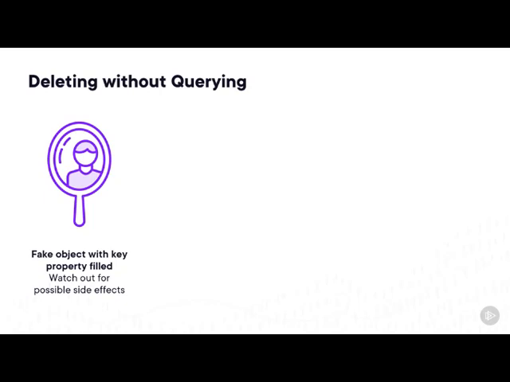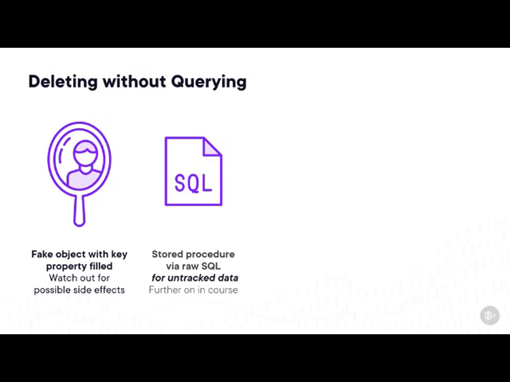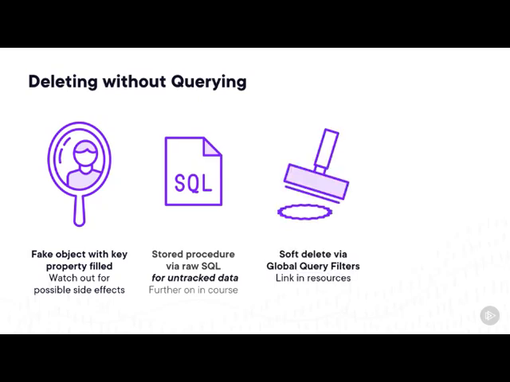There are other ways to simplify deleting. For example, instead of querying for an object, you can just create an instance with only the key populated. Or you can use stored procedures or some custom code. And there's yet another path for handling deletes, which is referred to as soft deletes. It's a more advanced pattern, and therefore I won't be covering it in this course, but do look for a link in the resources at the end of this module for information about implementing soft deletes with EF Core.